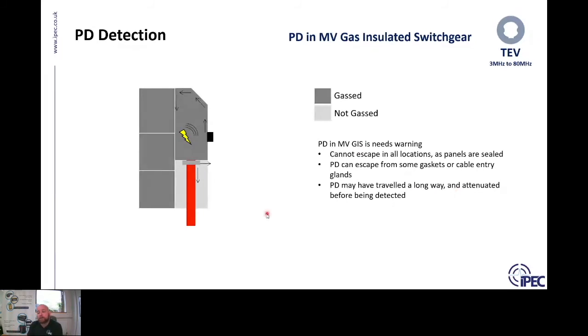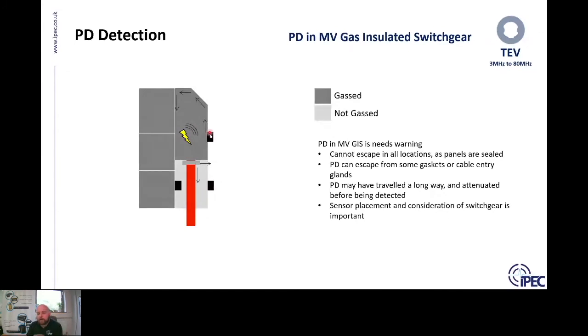So equally, the sensor location, where you're placing the sensor on the GIS, is quite applicable. If a PD is occurring on a medium voltage air insulated switchgear, typically the PD would escape through any gap, because there are lots of air gaps between panels, and travel maybe 4 or 5 meters along the outer surface of the switchgear. In the case of GIS, the PD may have already traveled many meters before it's found an exit point, so when you're detecting the PD, it might be of a much lower value than it would be on an equivalent air insulated switchgear.